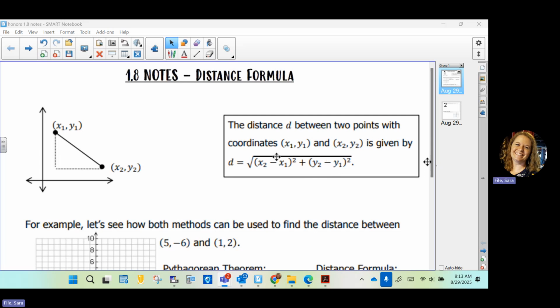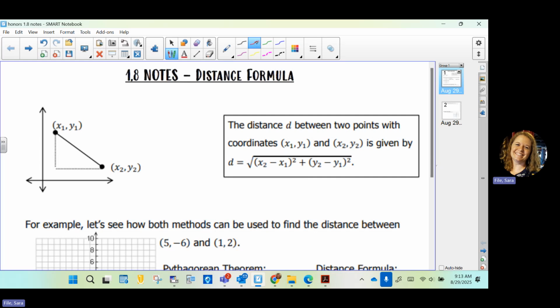Now, the distance formula is just a derivative of the Pythagorean theorem. It's derived from the Pythagorean theorem. Do y'all remember the Pythagorean theorem? Anybody remember what it is? Katie? Oh, excellent. Go ahead, Arian. A squared plus b squared. Okay, so it's okay if you didn't remember.